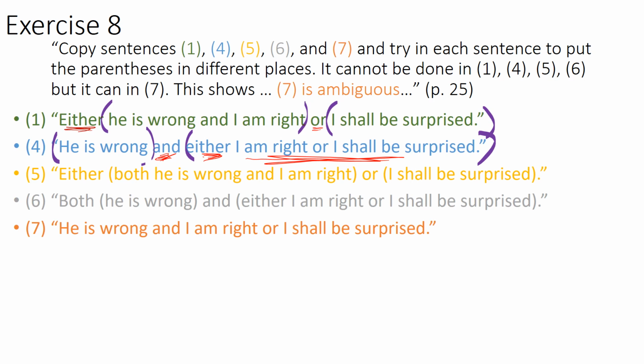Number 5 already provided us parentheses. So either both he is wrong and I am right, or I shall be surprised. As it stands, that makes perfect sense. But could we place the parentheses any other way? Well, I don't think so. In fact, number 5 formally is the same as number 1.